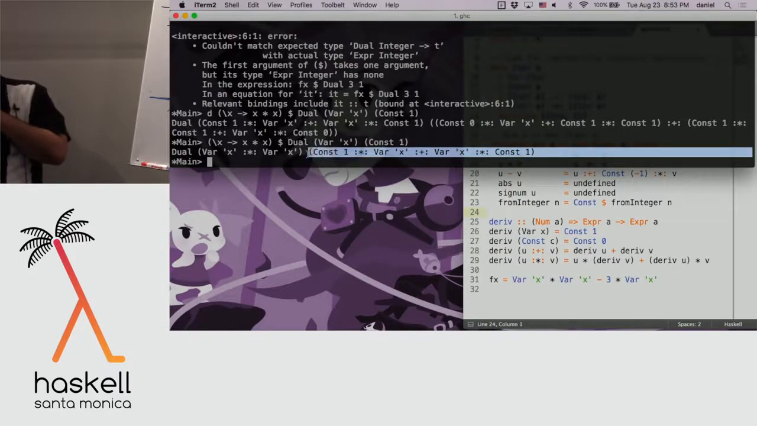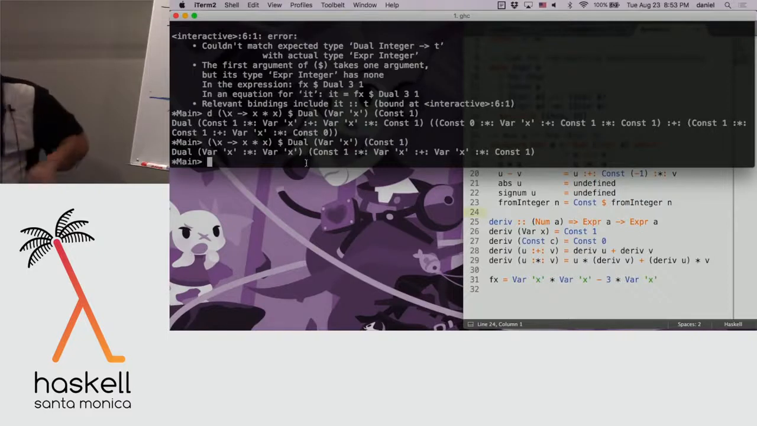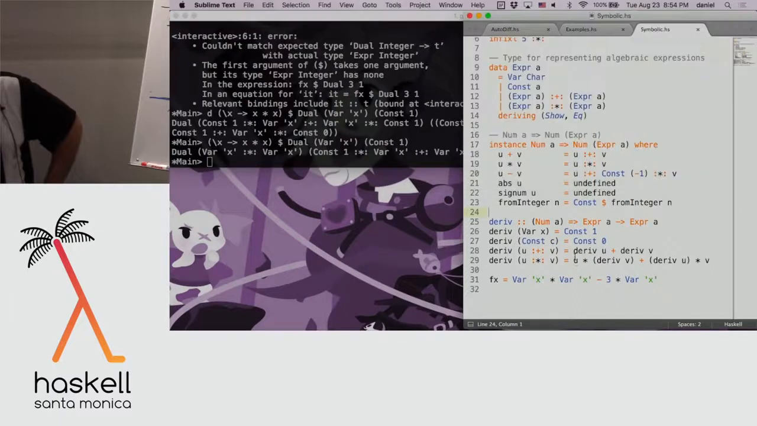Okay, so who wants to make Wolfram Alpha obsolete? Oh, that'll take a little work. But now, the derivative here is 1 times x plus x times 1. So we know that that simplifies to 2x. How are we going to put that into our differentiation? It's going to come down to writing instances for show and eq.